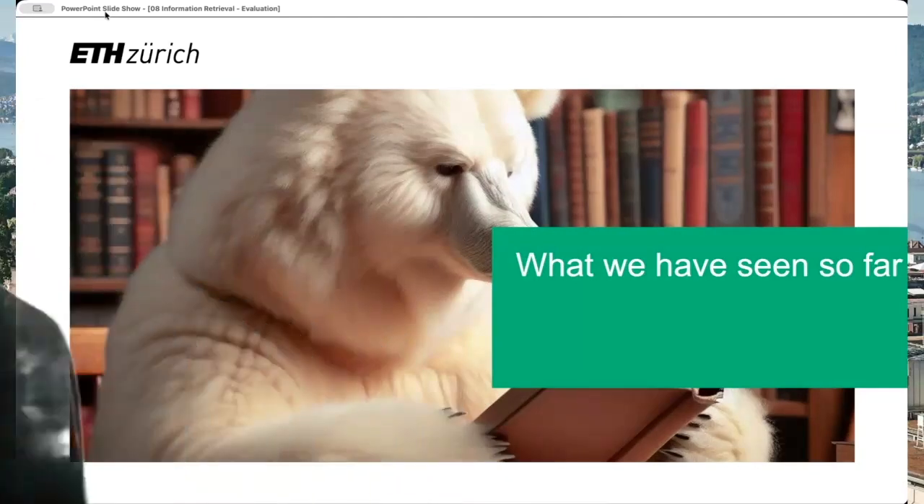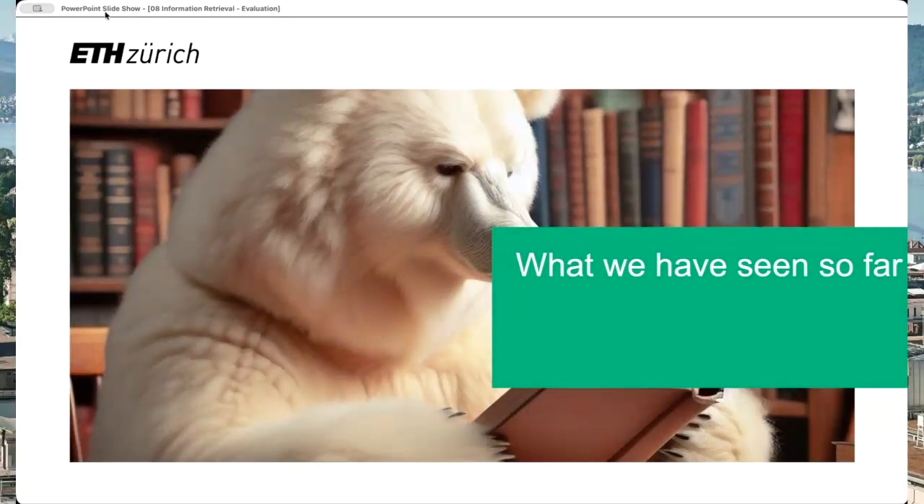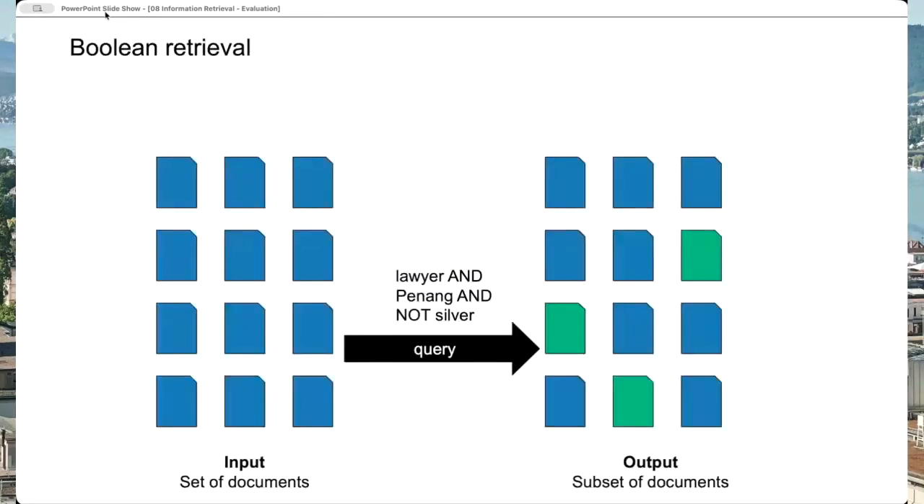So what we have seen so far, and I'm again doing a recap because I love repeating, because this is how then in the long term you remember, right? So we saw that as an input, we have a set of documents. That's always the case, right? For all of the systems, it doesn't matter if it's Boolean, vector space and so on. You have a set of documents.